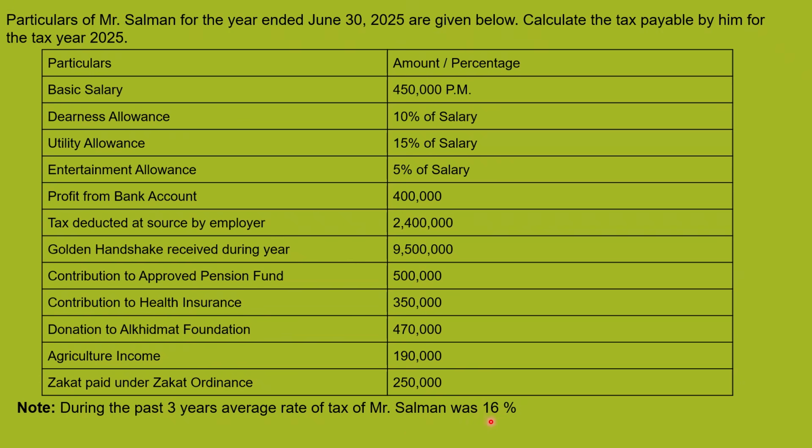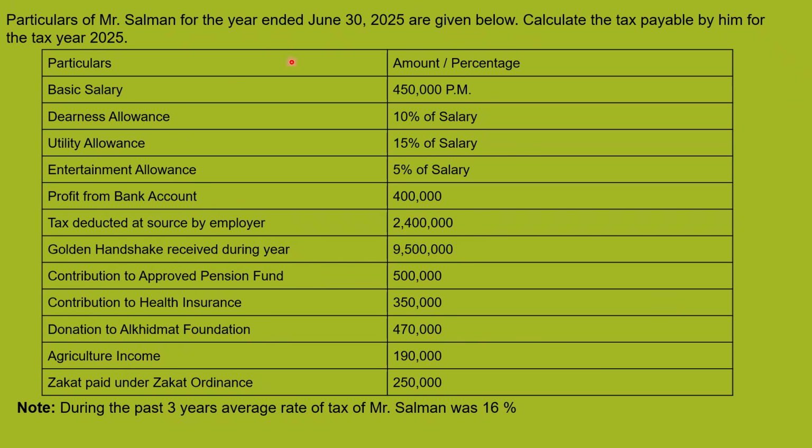This information is being given in the question for the calculation of relief in case of golden handshake. You will understand it more when we move towards the solution of the question. This 16% will apply on the golden handshake. How? We will explain it in the next few minutes. So this is the complete question.